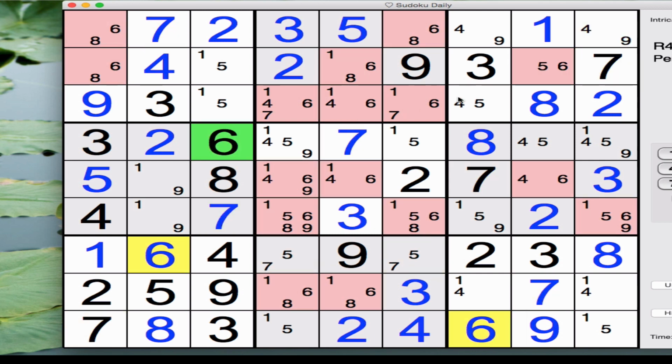Because now when I click on it and the pencil marks are shown in pink, you'll notice there's only one spot in this entire box of nine that a six can go. By removing that pencil mark of the six here, we've actually now solved the six being right there. So now we've done that.